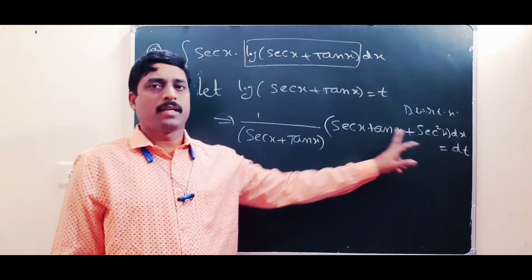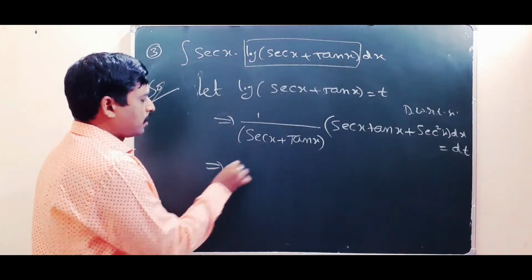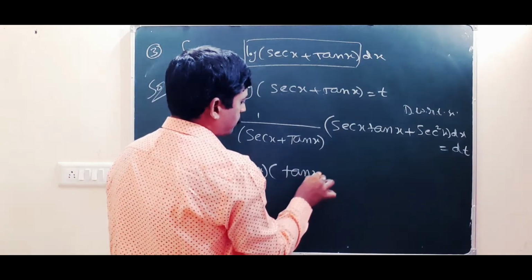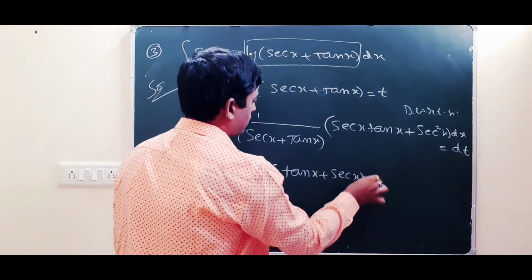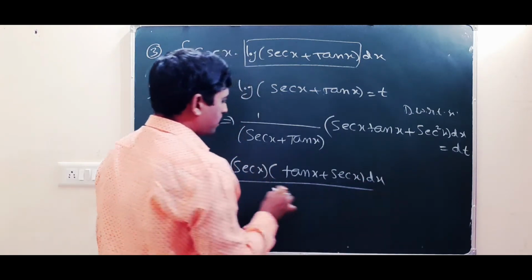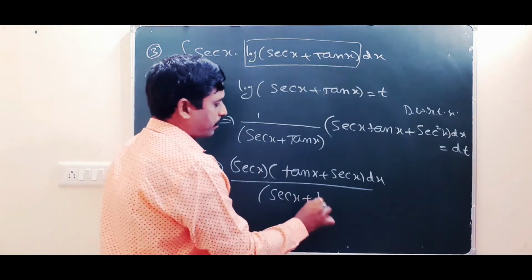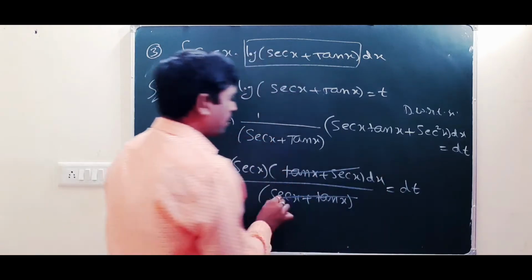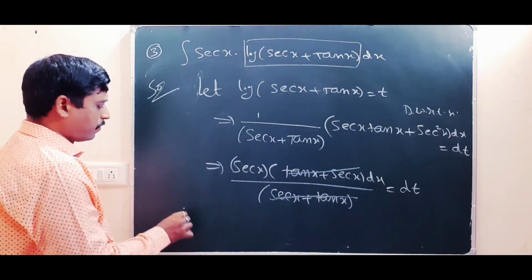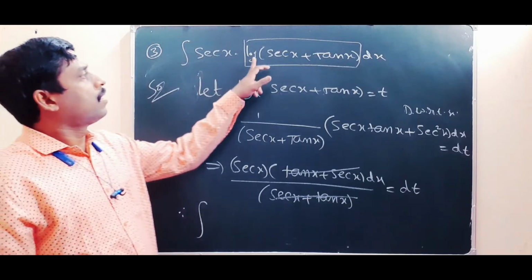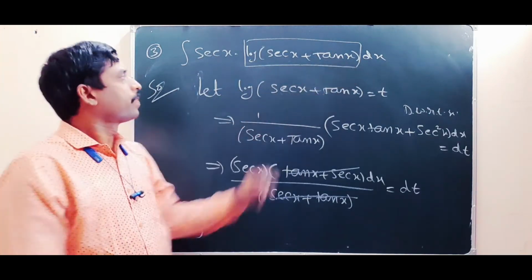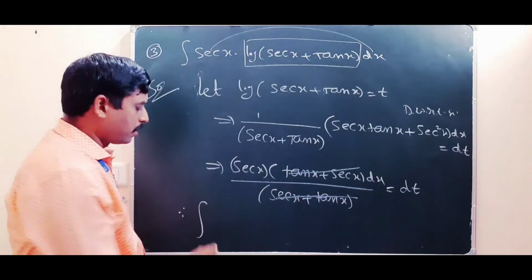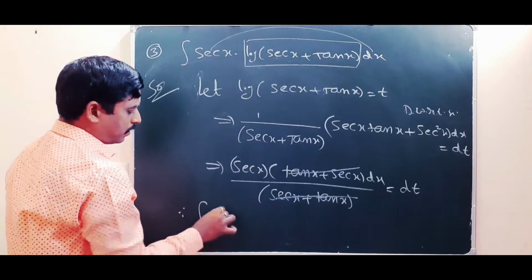In this, take secant x out common. The remaining value is (tan x plus secant x) dx upon (secant x plus tan x) equal to dt. Here, tan x plus secant x gets cancelled. Therefore, the integral, if log of (secant x plus tan x) is t, then secant x dx is dt. So we get the integral of t dt.